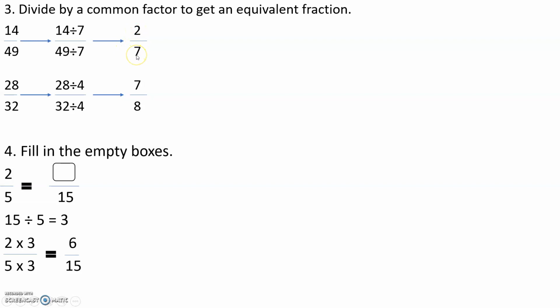2 upon 7. Next, 28 upon 32. Now this 28 and 32 comes in which table? They come in 4 ka table. So I divided by 4. So 4 7s are 28 and 4 8s are 32. So it is 7 upon 8.